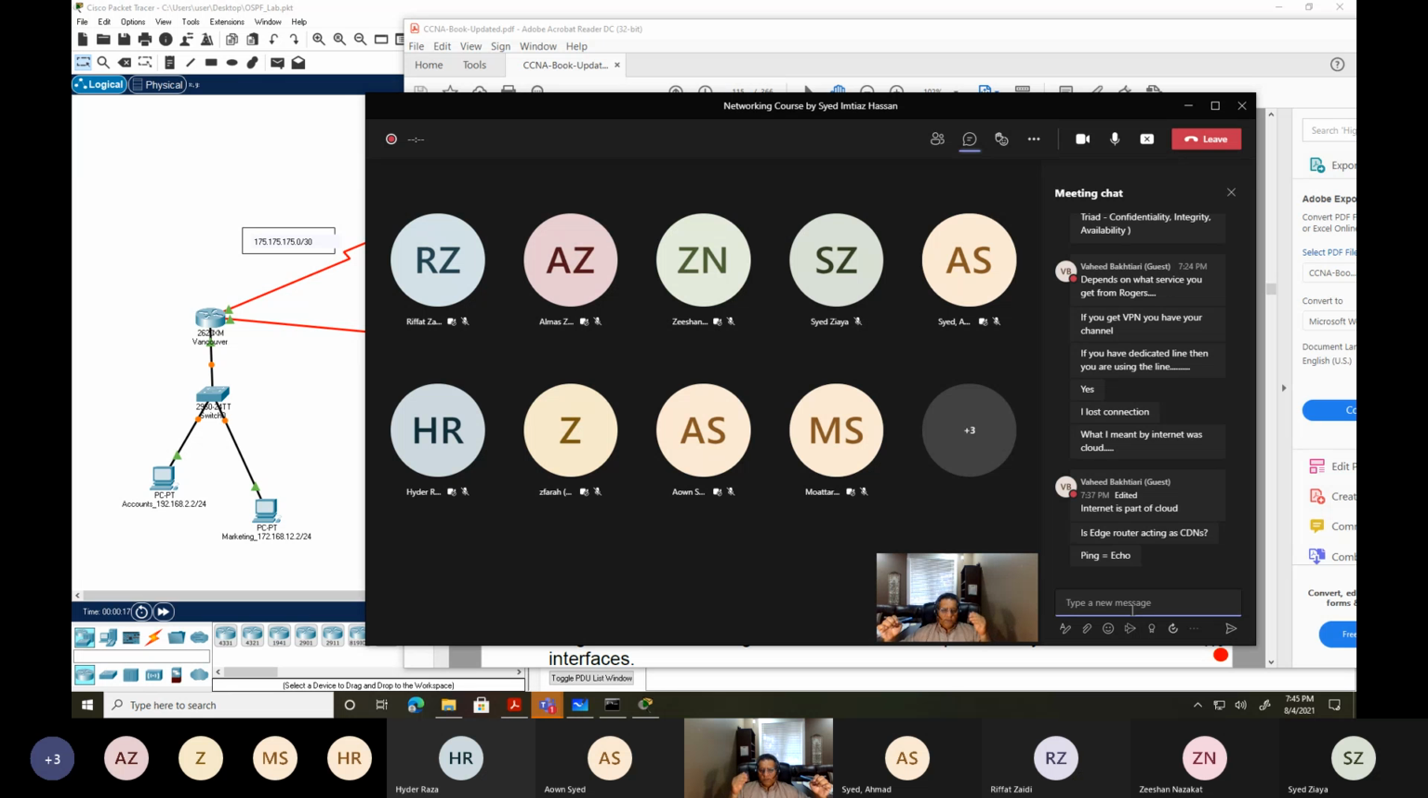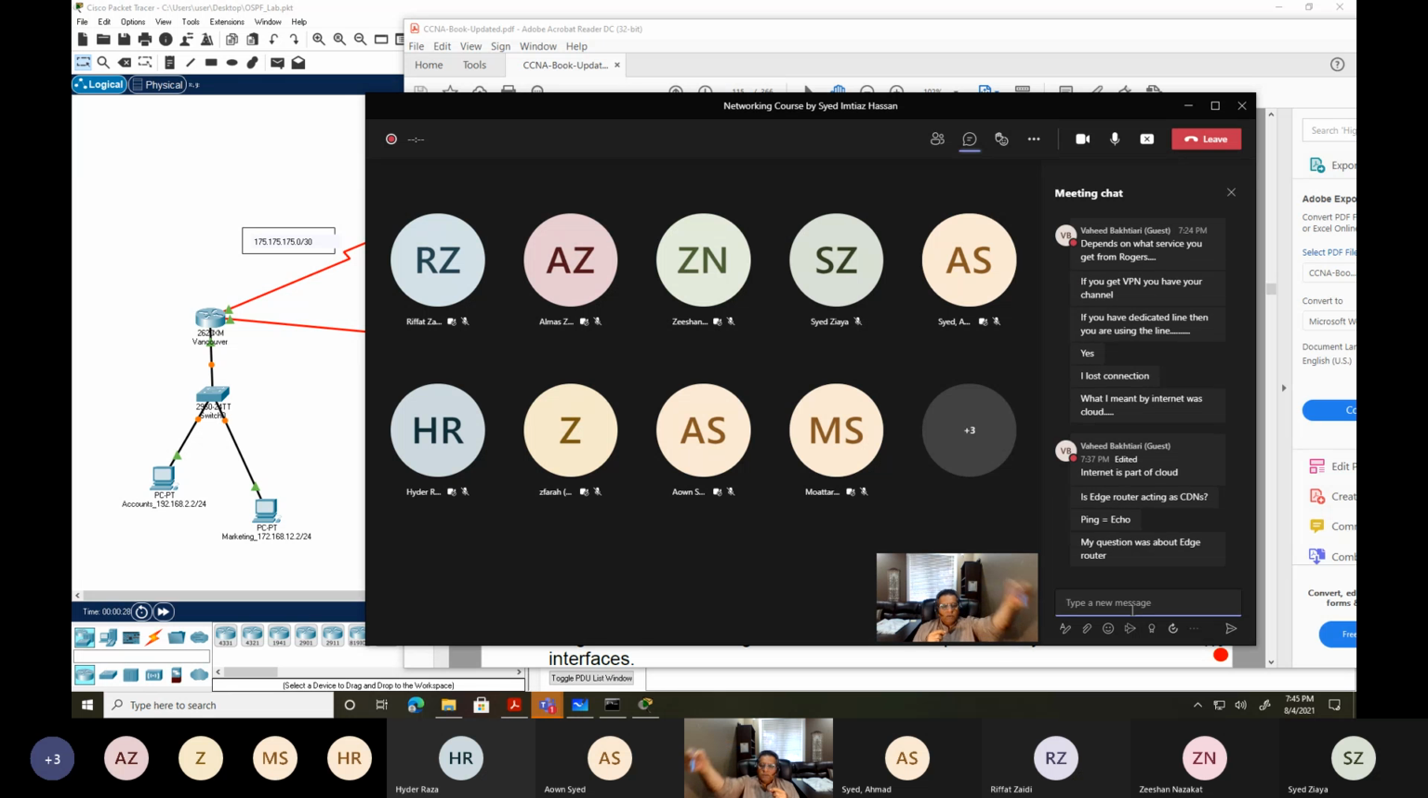Edge router is, if you're trying to get to a destination, one end is connected at your site, whatever your site is, and that edge router is taking you outside of your network. So those are called edge routers. Understood? Right? Ping equal to echo. Echo means what? Echo reply, right? When I send you a packet, I get an echo reply back from you. That's what it means.